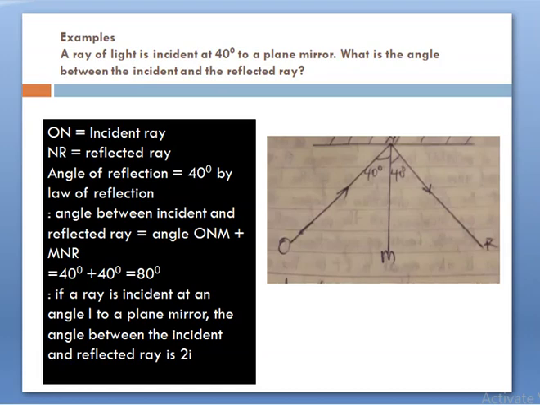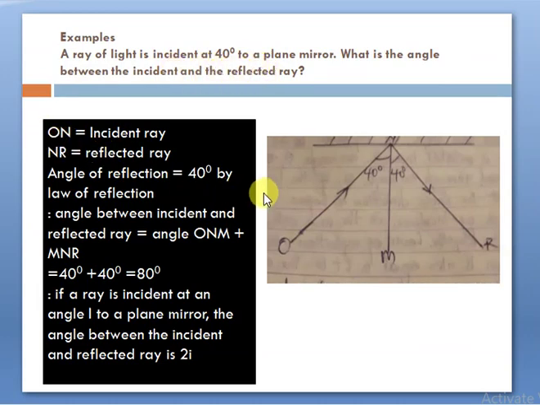We have example 1. A ray of light is incident at 40 degrees to a plane mirror. What is the angle between the incident and the reflected ray? Take it again. A ray of light is incident at 40 degrees, that is the angle of incidence, to a plane mirror. What is the angle between the incident and the reflected ray?